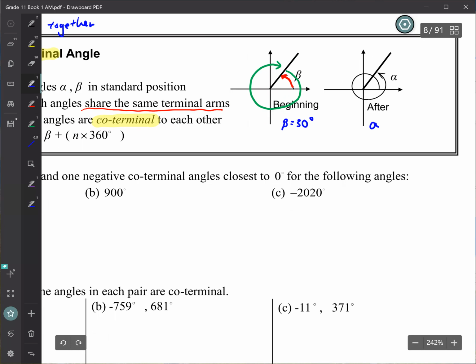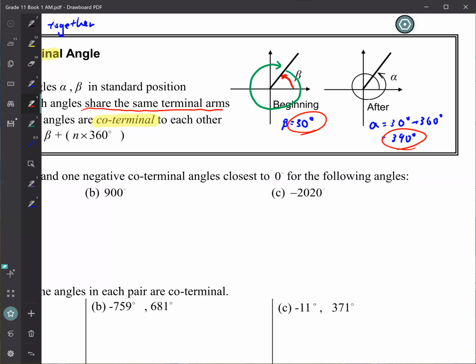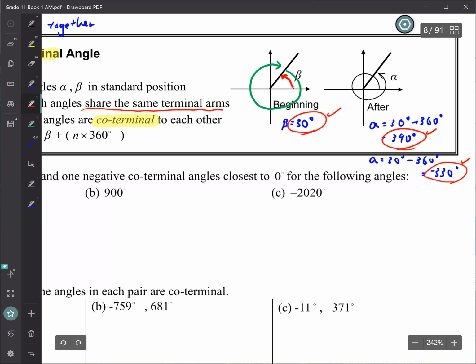Then the coterminal arm, you can do 30 plus 360, then 390. Then we'll say 390 and 30 degrees are coterminal angles. Or I could do 30 degrees minus 360. That is negative 330, right? So all these three are coterminal because they all look the same. When you draw the terminal arm, they are all at the same place.